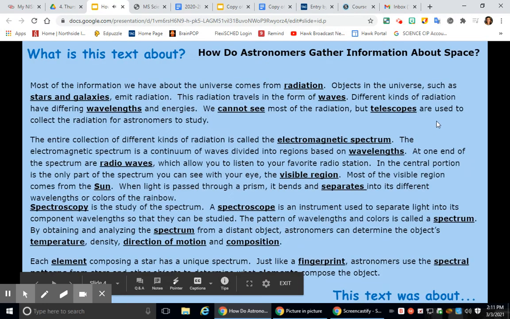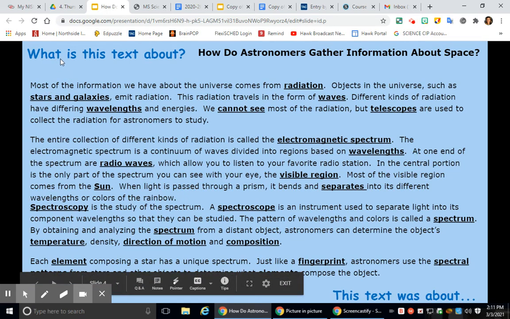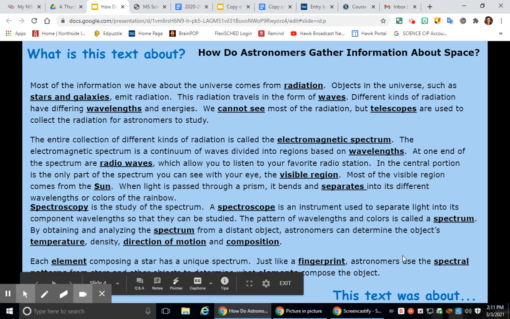What are all these activities? Okay, so we're going to do our read now. We're going to have 3 reads, and it's the same reading, but 3 different questions. So as I read the text, I want you to think, what is the text about? How do astronomers gather information about space? So, what is the text about? You're going to tell me this text was about, and think about it.